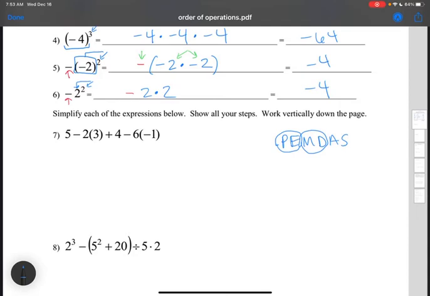Multiplication and division are at the same level. Addition and subtraction are at the same level. So what we would do is go through, find all the parentheses and exponents and take care of them if we can, and then move on to multiplication and division left to right.